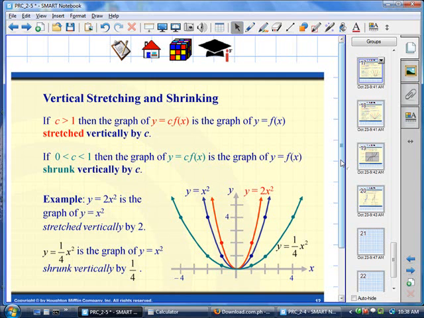squish. Inside is horizontal motion, opposite. So if it's inside and it's a subtraction, it shifts to the right. If it's an addition, shift it to the left. If it's a multiplication, it's squished horizontally, a number bigger than one. And if it's a number smaller than one, it's stretched horizontally.